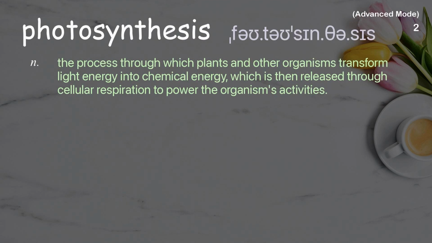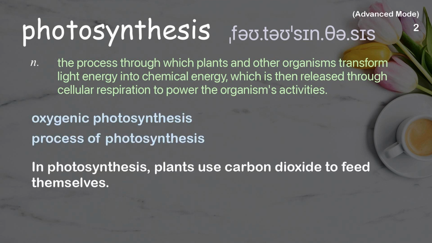Photosynthesis. The process through which plants and other organisms transform light energy into chemical energy, which is then released through cellular respiration to power the organism's activities. Examples: Oxygenic photosynthesis, process of photosynthesis. In photosynthesis, plants use carbon dioxide to feed themselves.